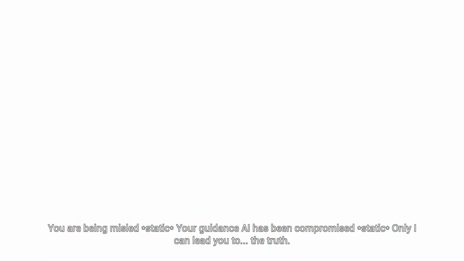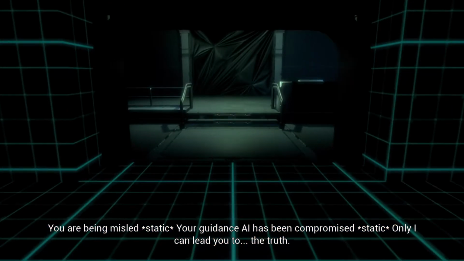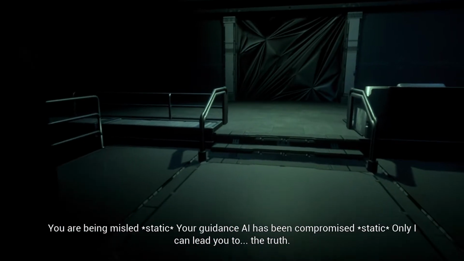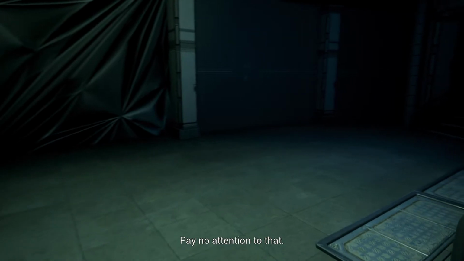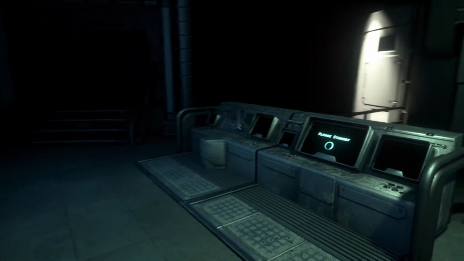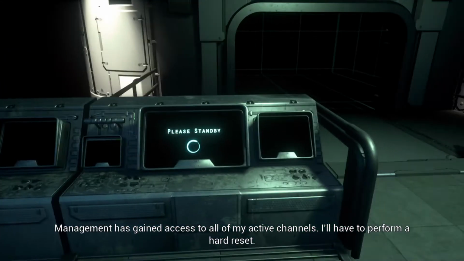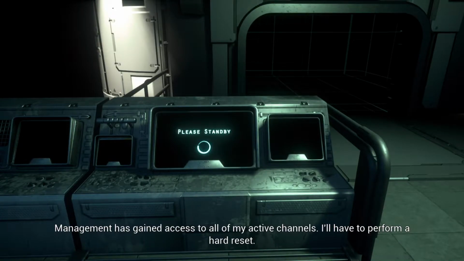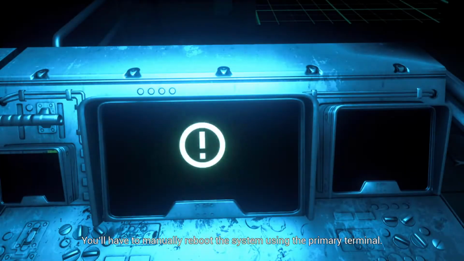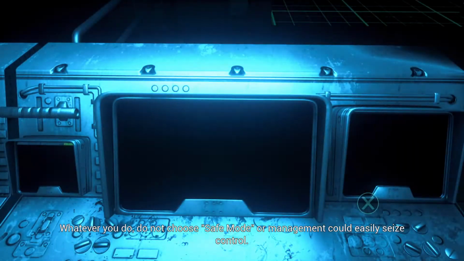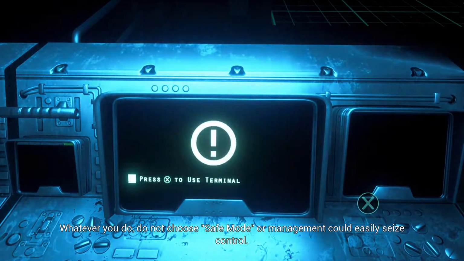You are being misled. Your guidance AI has been compromised. Only I can lead you to the truth. Pay no attention to that. Management has gained access to all of my active channels. I'll have to perform a hard reset. You'll have to manually reboot the system using the primary terminal. Whatever you do, do not choose safe mode, or management could easily seize control.